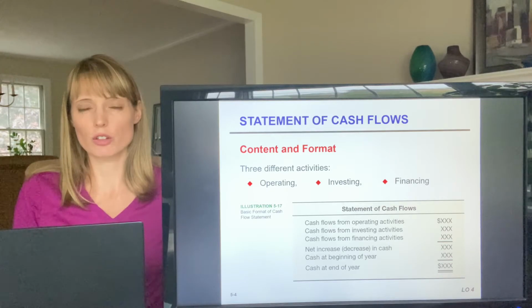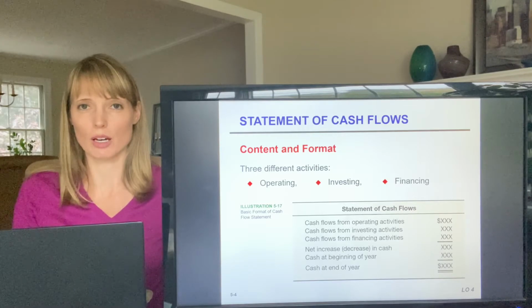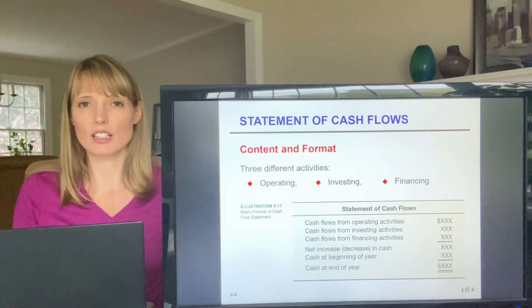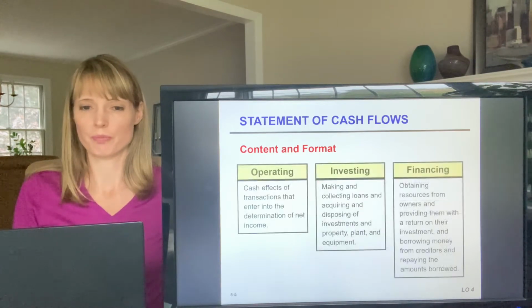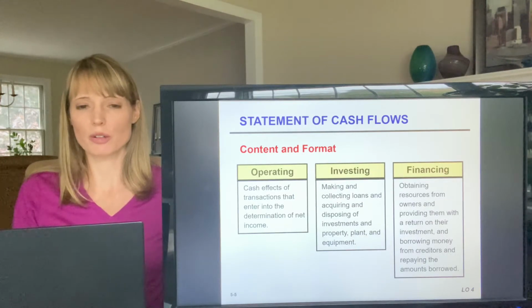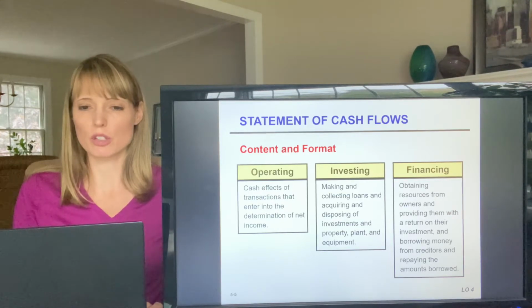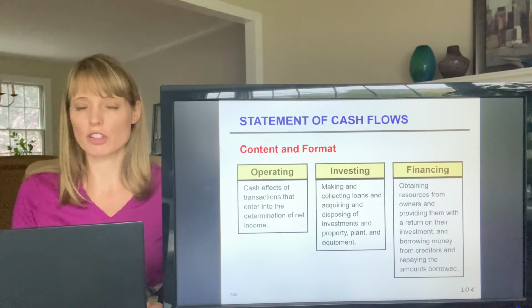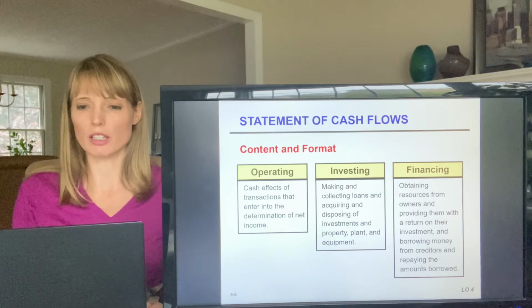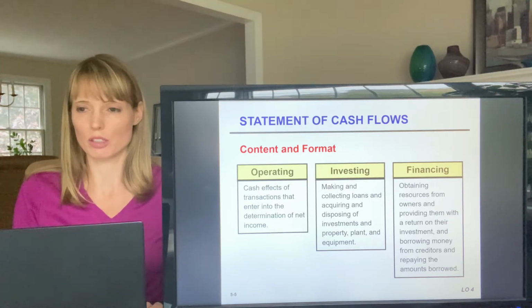We classify our cash flows into three categories: operating, or relating to the company's main operations business; investing; and financing. What does financing mean? How is the company raising cash? Here again, we see the three categories: operating, cash effects of transactions that affect net income; investing, making and collecting loans, acquiring and disposing investments in PP&E; and financing, obtaining resources from owners and providing them with a return on investment, as well as borrowing money from creditors and repaying the amounts owed.